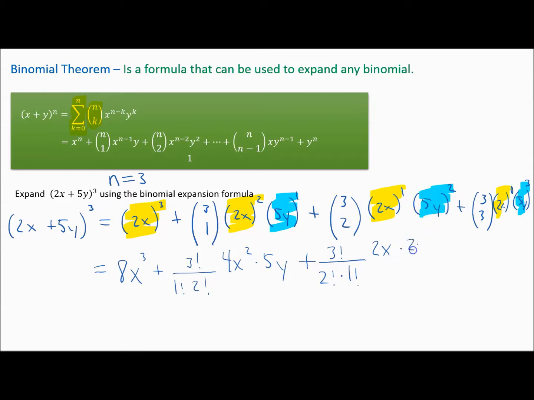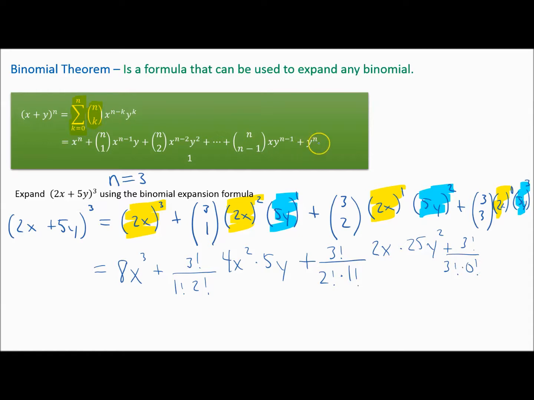Now, 5y squared means all of that squared. The 5 is squared, so that's 25. The y is squared, so y squared. Then my last term down here is 3 choose 3. So that's 3 factorial over 3 factorial times 0 factorial.